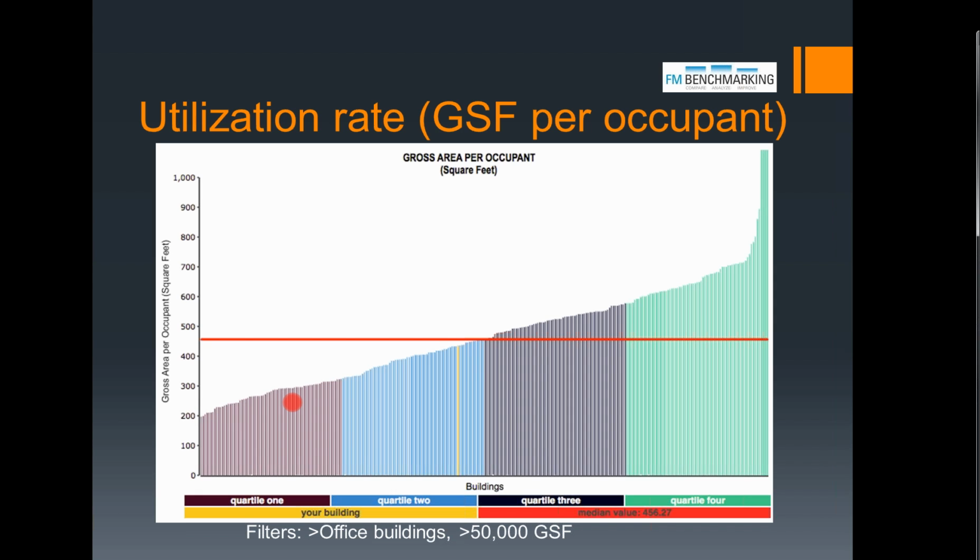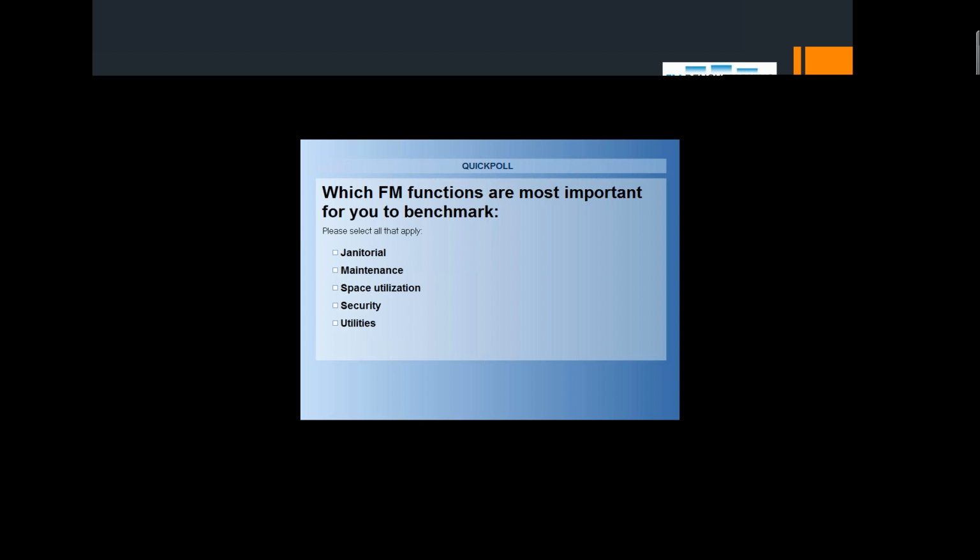The first quartile performance looks like it starts between the first and second. Looks like it starts about 300, and you can see the median value is about 456 square feet per person. Our building is performing just a little bit under the median at about 430 or 440 square feet per person, somewhere in that range. Not terrible, but there could be some opportunities for consolidation and improved productivity. Again, we've only turned on a couple of filters in this case, office buildings and those that are greater than 50,000 gross square feet in this case.